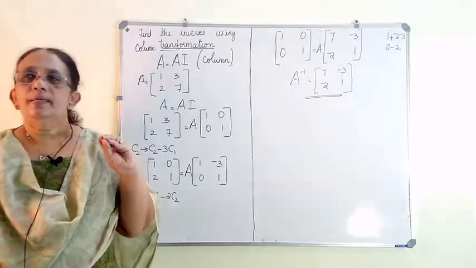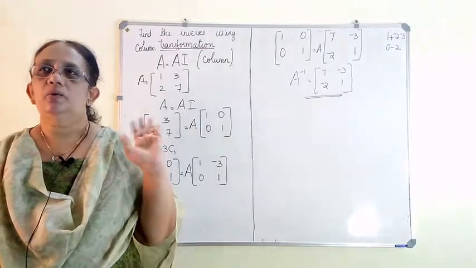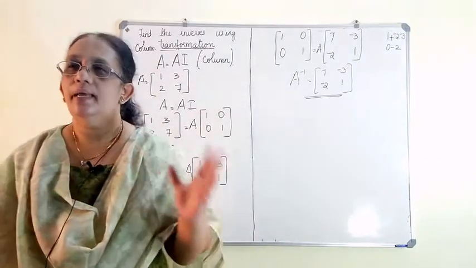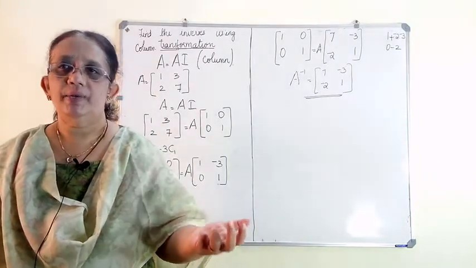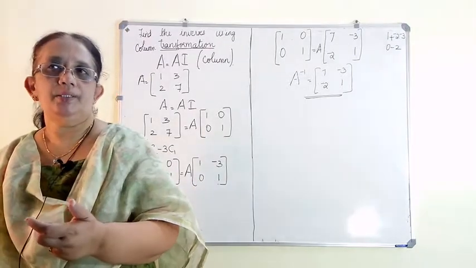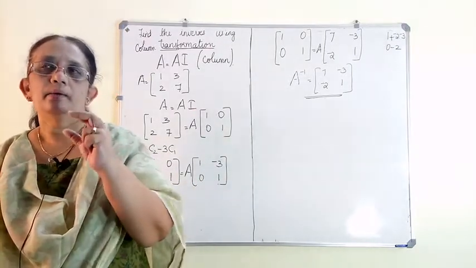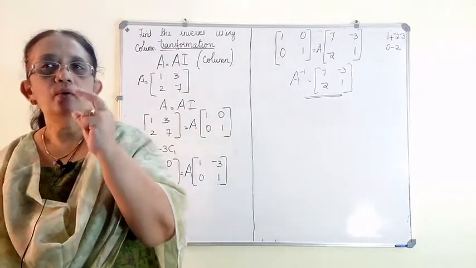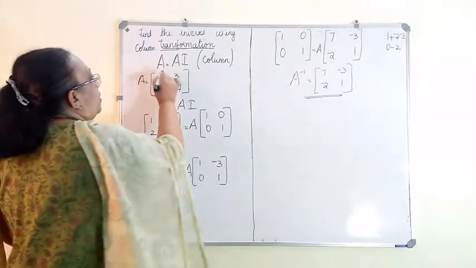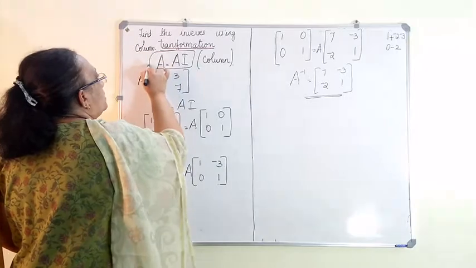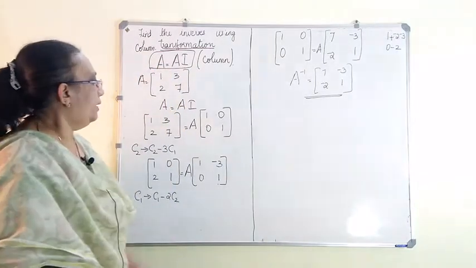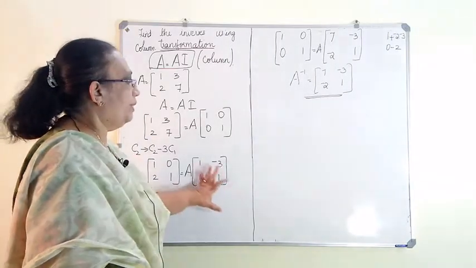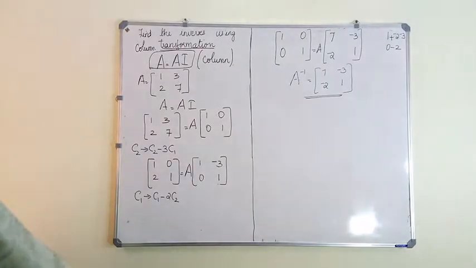Now, suppose you are getting a question like find the inverse using transformation. Nothing is mentioned about rows or columns. It is up to you. You can either go for row transformation, or you can go for column transformation. But if it is specified, find the inverse using row transformation or column transformation, you have to go for that method itself. For column transformation, you will write A is equal to A into I. Whatever changes you are making on the LHS, you have to make it on the RHS also.